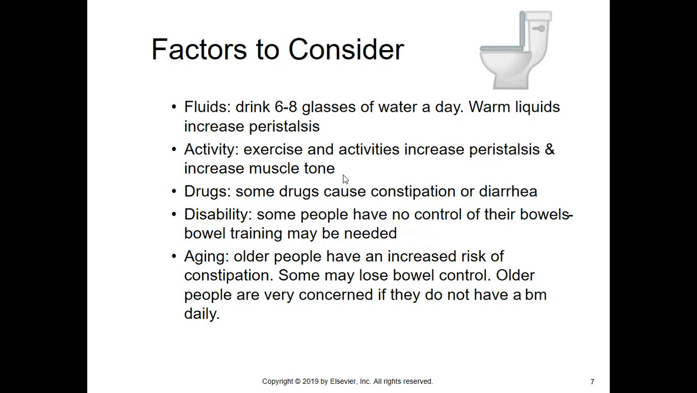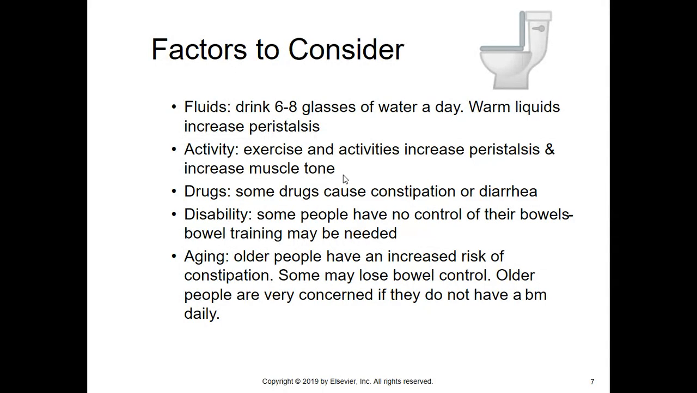That could be a way to do it if they're in bed. Some drugs cause constipation or diarrhea. There are all different kinds of drugs. There are drugs that will constipate a person, like iron pills and different vitamins. There are also drugs like antibiotics that can make people have diarrhea. It's a side effect of the medicine. So drugs can affect how a person's bowel movements are happening.